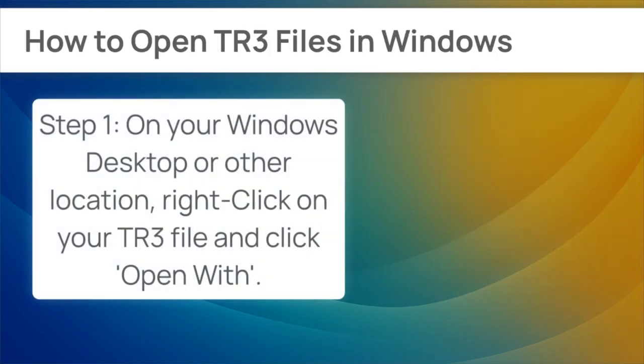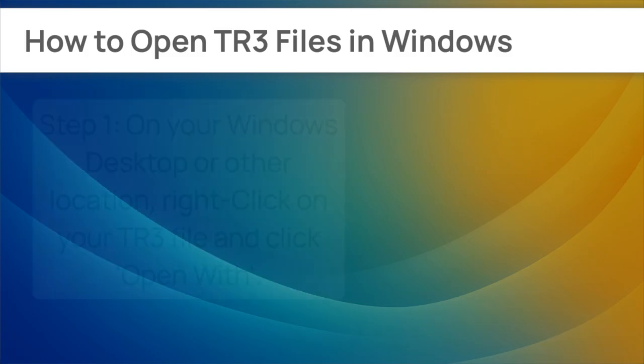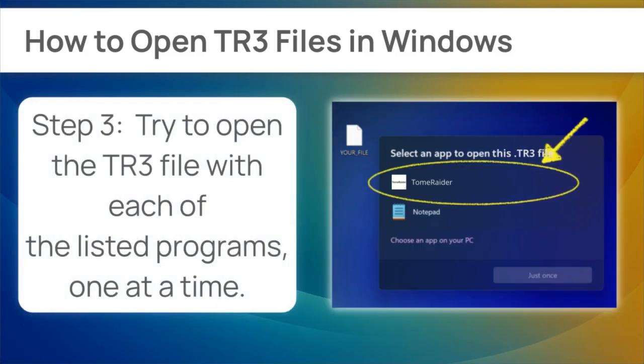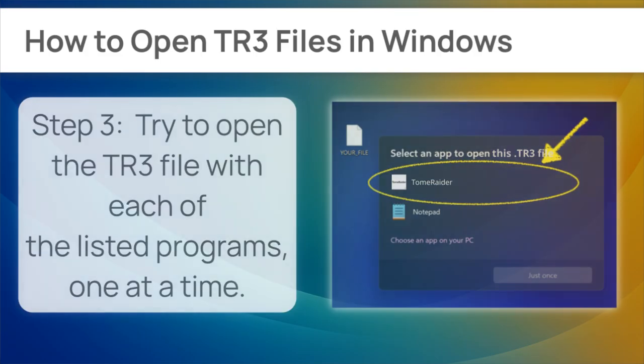Let's check which applications associate the file. Right-click your TR3 file and click Open With. Test with TomeRaider if available. If not, just choose another program from the installed list and see if it works.